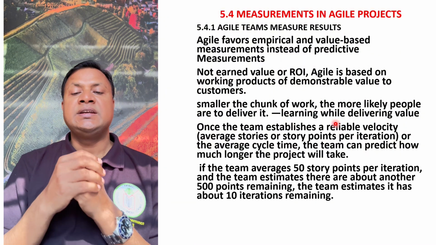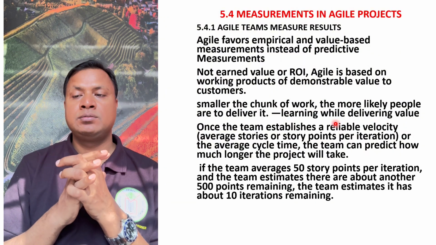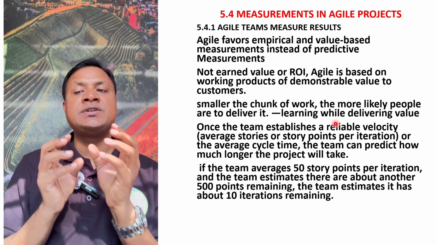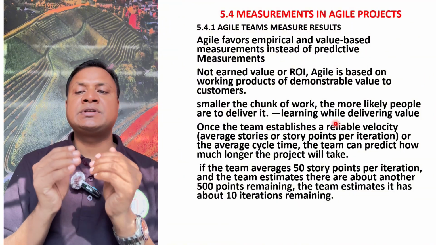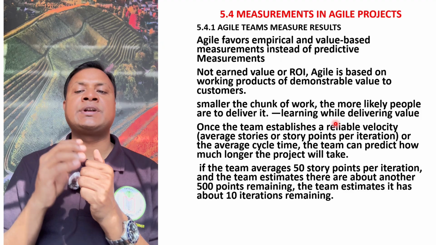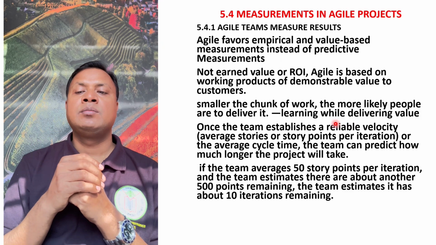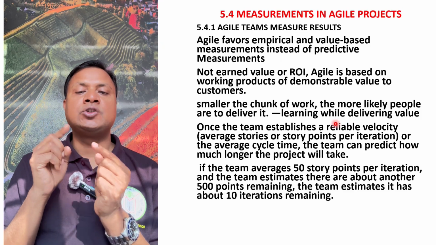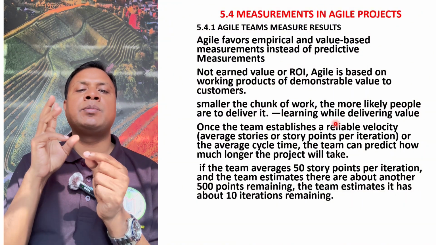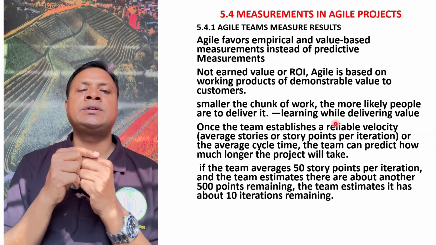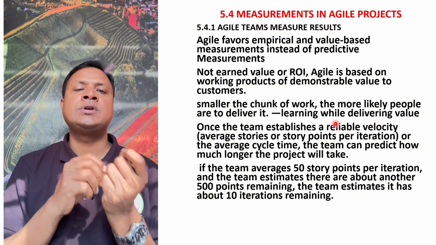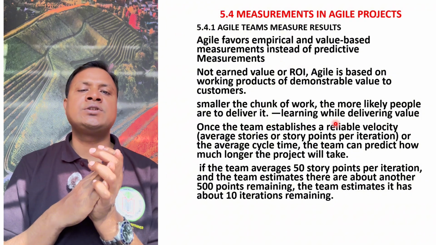You should focus on this. If the team averages 50 story points per iteration, this is an example. If the team averages 50 story points per iteration and the team estimates there are about another 500 points remaining, the team estimates it has about 10 iterations remaining, because in each iteration 50, so divide 500 by 50, you will have 10 iterations. So in each iteration you will have 50, in total in 10 iterations it will be 500. So this is an estimation from the previous experience, because previously you completed 50 stories in one iteration.